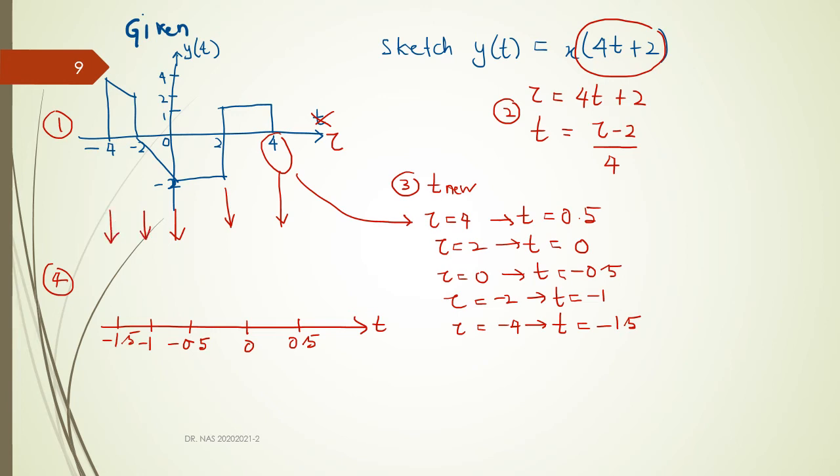Now you just need to redraw, copy the same shape of the original signal onto the new t-axis. Okay, a bit higher. There you are. Then draw the 0. This is your y-axis. So this is your new signal, y(t).